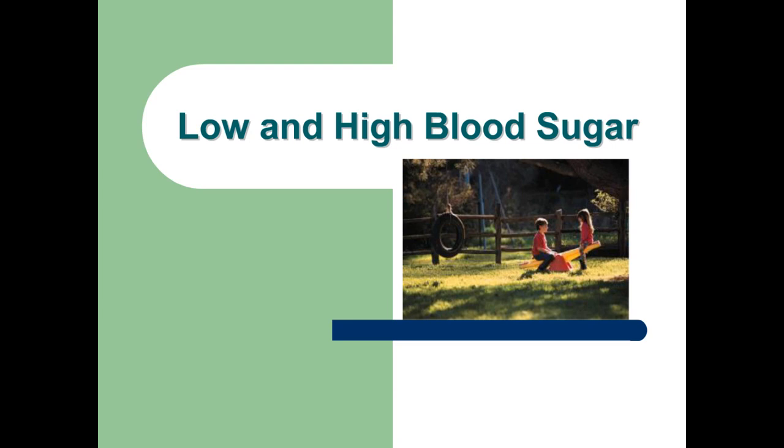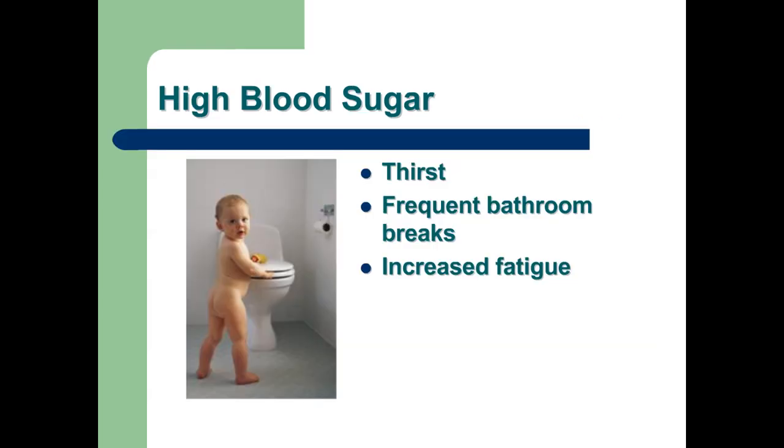Two conditions school personnel have to watch for in a student with diabetes are low and high blood sugar levels. High blood sugar is harmful to the body over time. Low blood sugar can become a medical emergency. Students with high blood sugar will feel thirsty, drink more, and may require frequent trips to the bathroom, and students may report increased fatigue. Contact your school nurse if you see any of these behaviors.